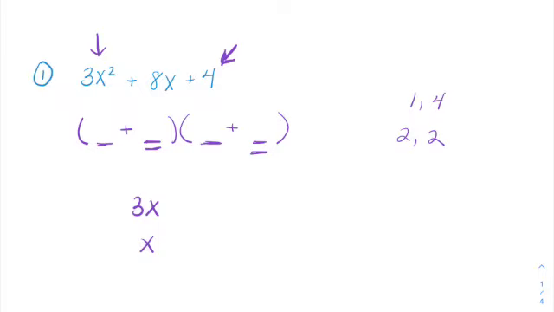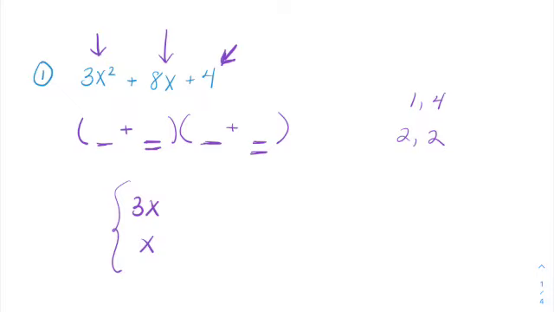And now here's where the 8x comes into play. I have to just kind of play around with the 3x and the x. And I have to say, what combination of things that are multiplied, when I add them together in the end, would give me this 8x? Because remember, the 8x is formed by combining those like terms. And I'm going to FOIL this out in the end and show you that.